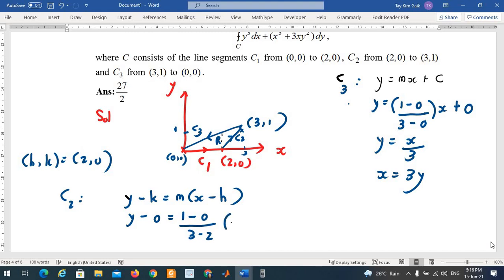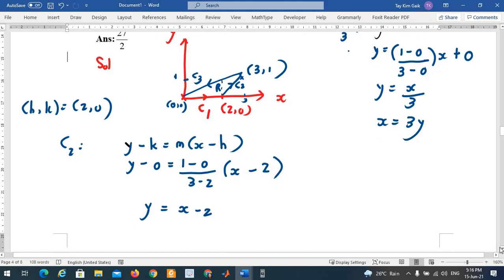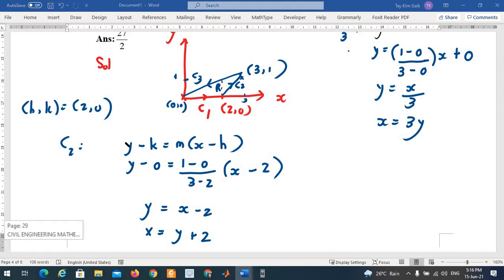Okay, and then x minus the h, which here is 2. So 3 minus 2 is 1, so you have x minus 2. Okay, the straight line equation that you obtain for C2 is y equals x minus 2. And we want to make x the subject, so x is actually y plus 2. So this is, recall back, the straight line equation that you have learned in your secondary school.